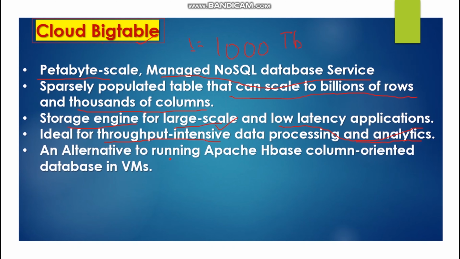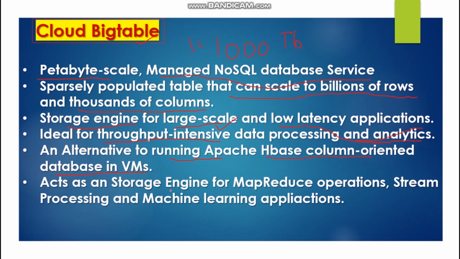Now it's an alternative for running Apache HBase column oriented database in VMs. Apache HBase is a table similar to Bigtable, but it is launched in a VM. It can also have a very large number of rows and columns, right? So you can use Bigtable as the managed alternative to the Apache HBase column oriented database. All right. Now it acts as a storage engine for MapReduce operations, stream processing, and machine learning applications. So as you know, machine learning requires a very huge amount of data for the machine to analyze and learn from, right? You can imagine this can only be achieved by using Bigtable.